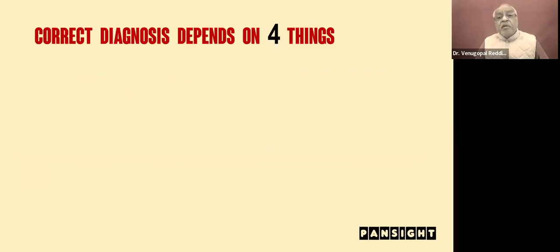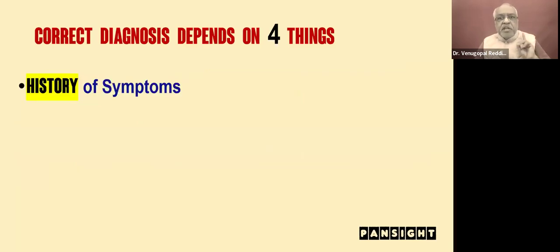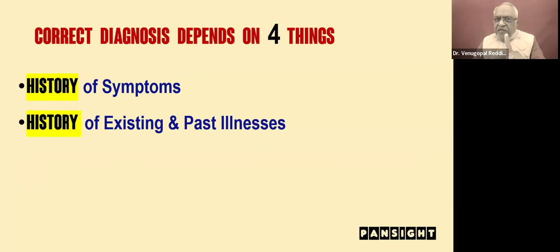Current diagnosis depends on 4 things. History of symptoms. Then history of existing and past illness. You have to tell them if you have got diabetes. The doctor cannot say, oh, looking at you, you have got diabetes, you have hypertension, you have high cholesterol. No. Tell them the history of your current health problems.